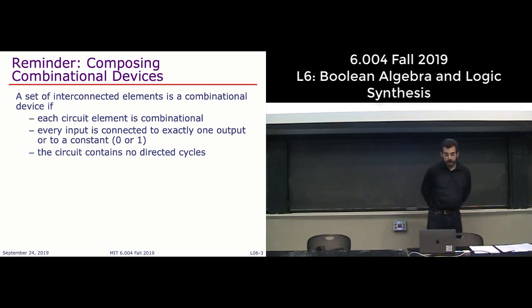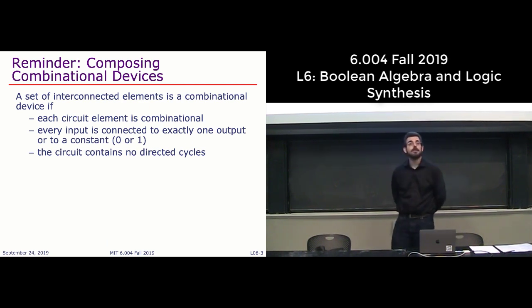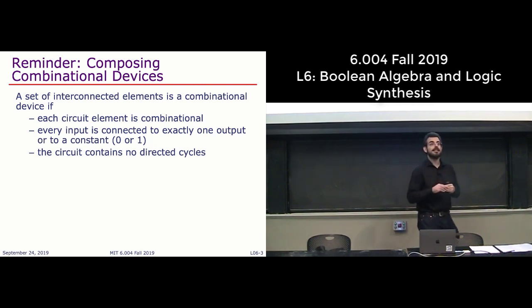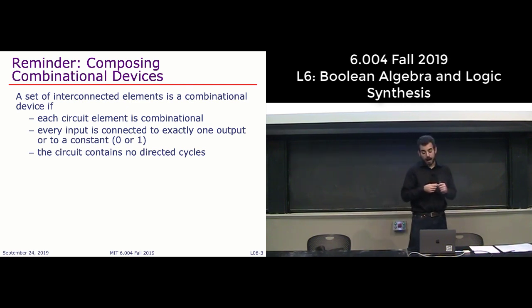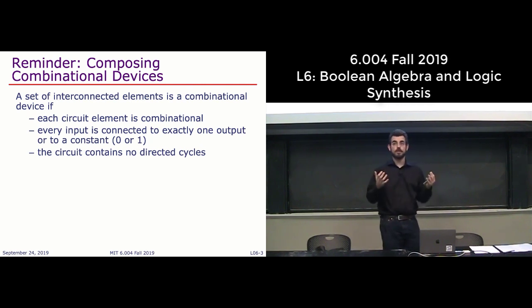Last lecture we ended with the motivation for combinational logic: a key property of combinational devices is that they're very easy to compose. And we ended up with this list of sufficient conditions. If you have a network of combinational devices connected with wires, as long as every input is connected to exactly one output, something that provides a single digital value as an input, and the circuit has no directed cycles, then the composition of these multiple combinational devices is also combinational.